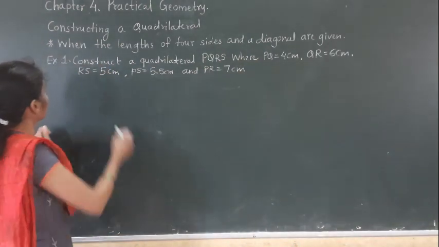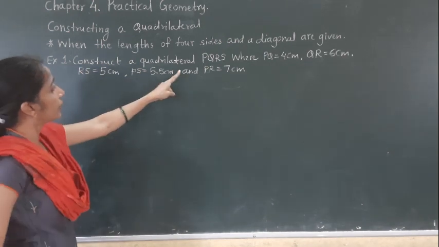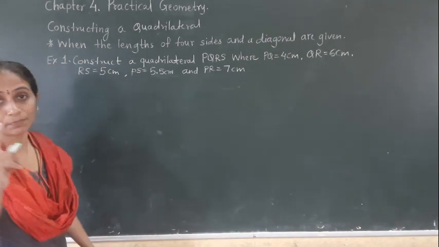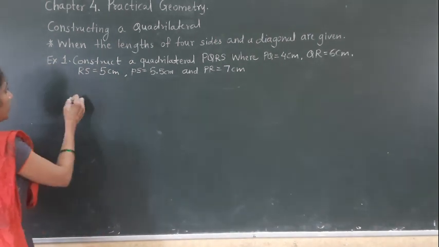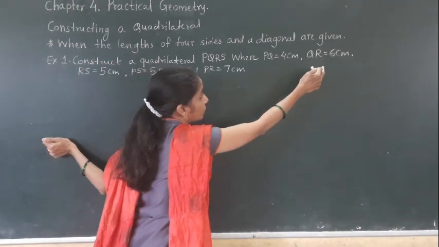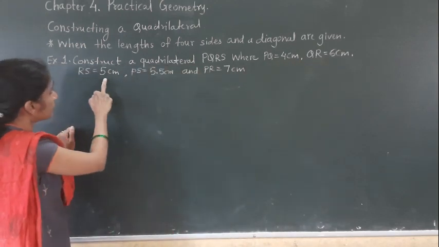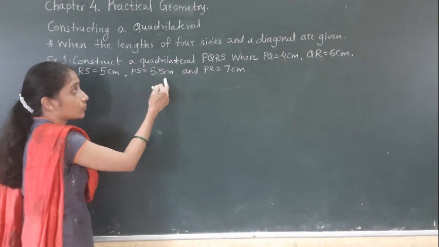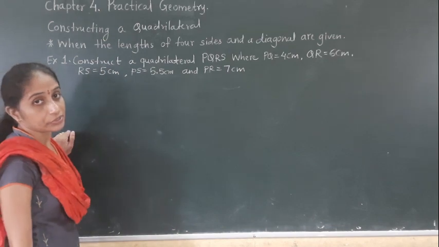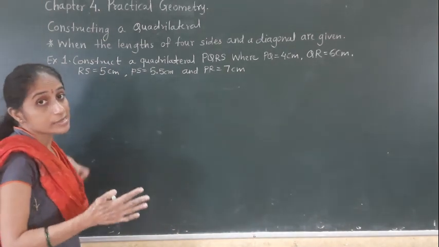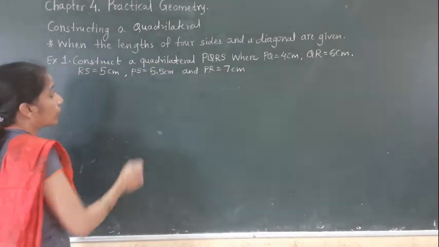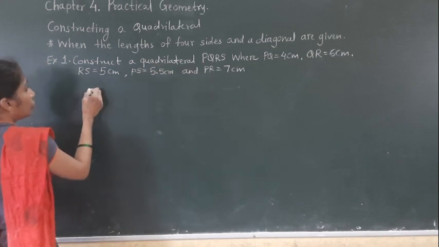So now see the first example: construct a quadrilateral PQRS, where PQ is 4 cm, QR is equal to 6 cm, RS is equal to 5 cm, PS is equal to 5.5 cm and PR is equal to 7 cm. So first, before constructing the fair diagram, we construct a rough sketch of the quadrilateral PQRS.